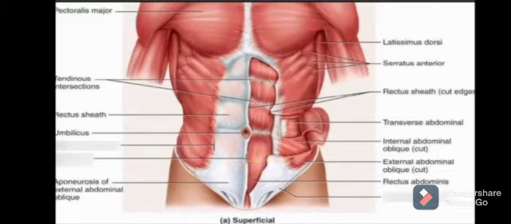The demarcation or the lower boundary of the posterior layer is marked by this arcuate line. It means the level where the posterior layer of the rectus sheath ends marks the arcuate line, and this is the linea semilunaris. Linea semilunaris is the point where all three muscles meet the lateral boundary of the rectus abdominis muscle. So here you can appreciate on surface landmarks the linea semilunaris, and at this level we have the arcuate line.